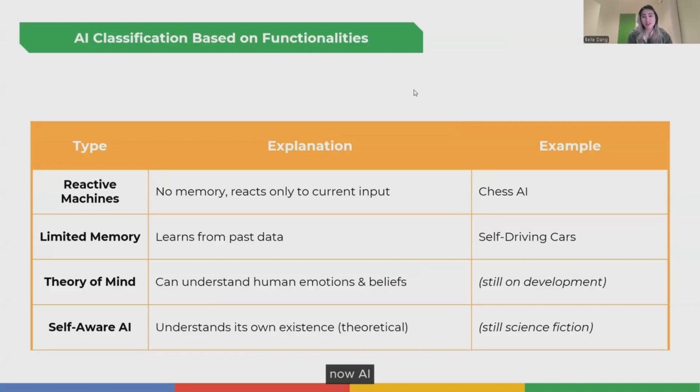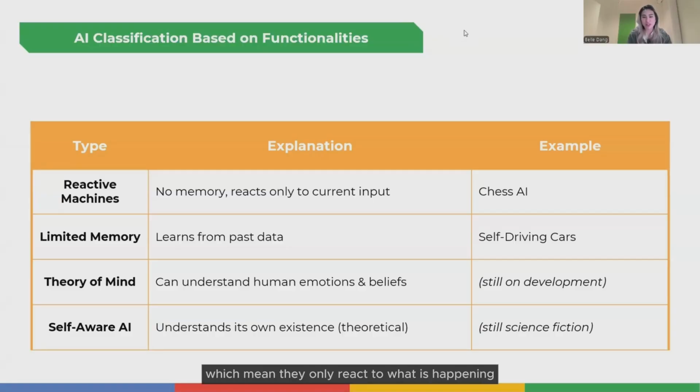Now, an AI's thought process also varies based on how much it remembers, understands, and reflects. So let's look at this classification based on functionalities. First, we have reactive machines, which only react to what is happening now. They don't have memory, there's no learning, it's just an instant response. For instance, a chess program evaluates the board as it is without drawing from previous moves. And then we also have limited memory AI. This AI learns from the past, like when you study for an exam to make better choices. A self-driving car, for example, would continuously update its responses based on past driving conditions.